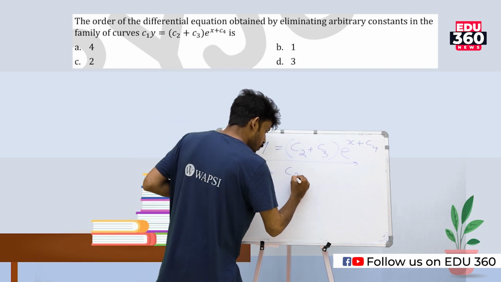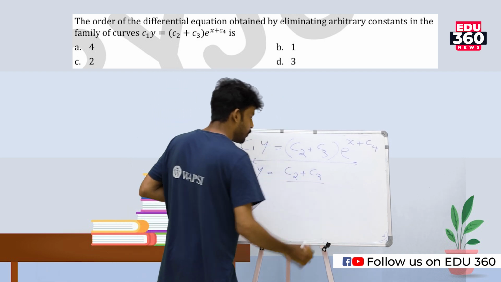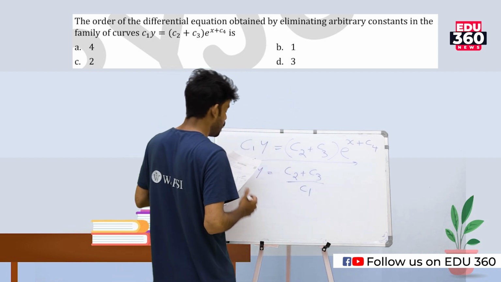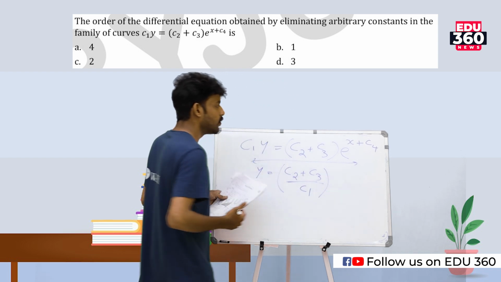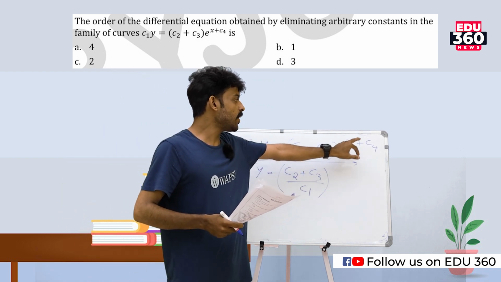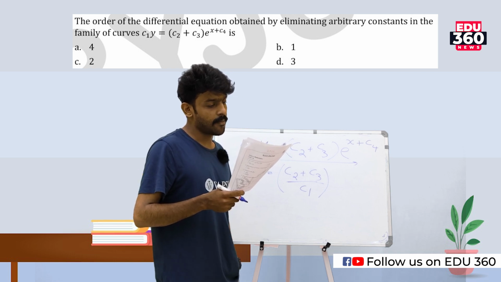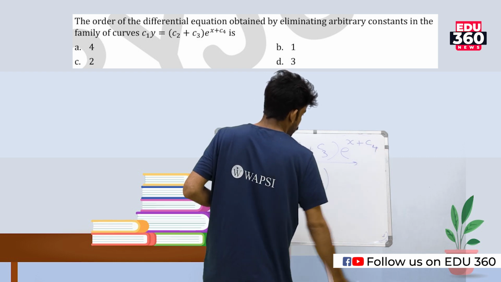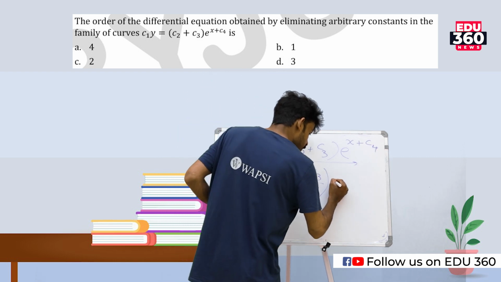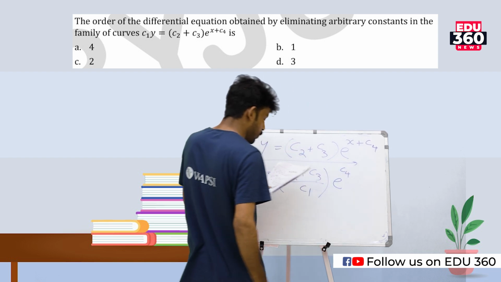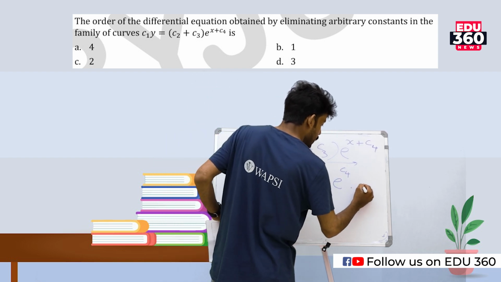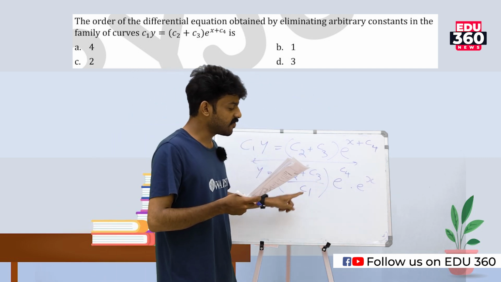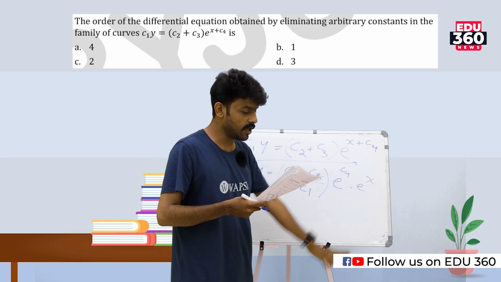Okay, so (C2 plus C3) divided by C1, into e raised to x plus C4. Hereafter I am going to split this e raised to x plus C4, that is e raised to C4 into e raised to x. So that is (C2 plus C3) divided by C1, into e raised to C4, into e raised to x.